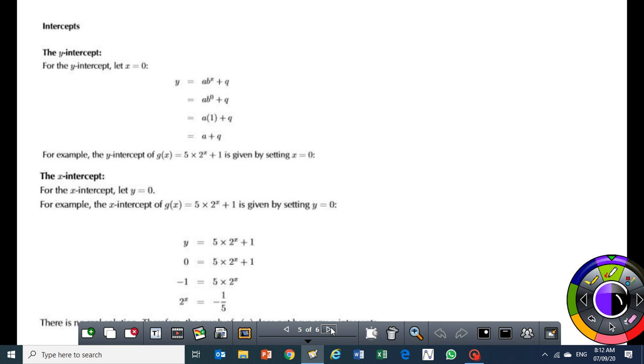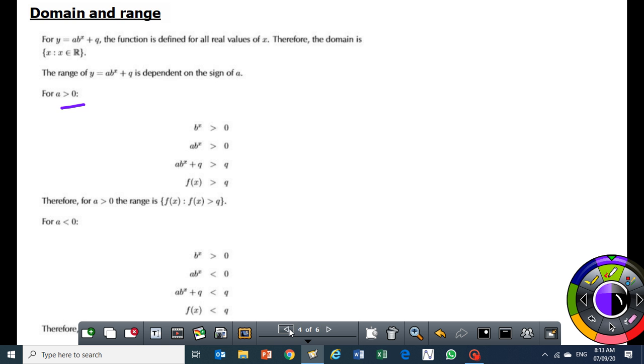Then the intercepts. Whilst I'm still talking on here, the domain is x is an element of real numbers. The domain is always x is an element of real numbers. It's only the range which changes a lot because of the value of a, the value of b, and the value of q. So make sure you're aware of that.